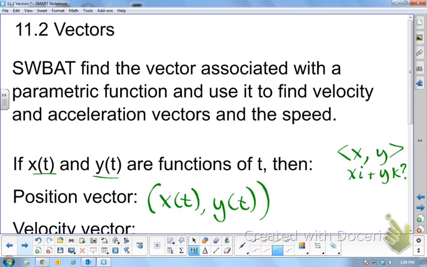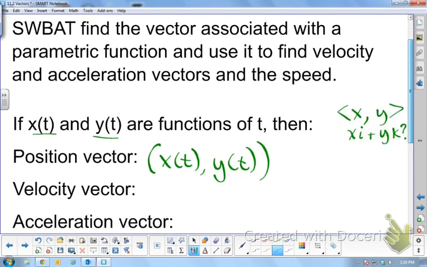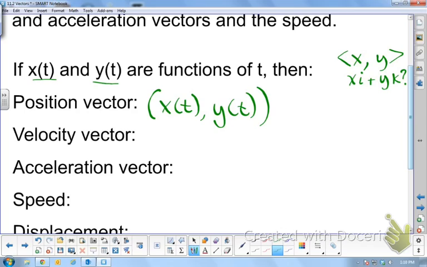So if that's our position vector, what do you think we're going to do to find our velocity vector? Take the derivative. Derivative of position is velocity. So the velocity vector would just be x prime of t, comma, y prime of t. So what do you think we're going to do to find acceleration? Take the second derivative.